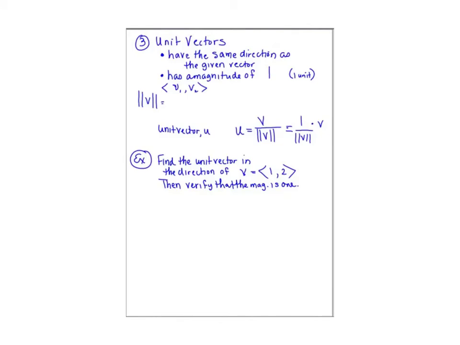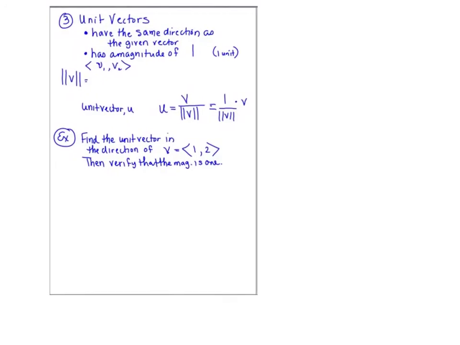Okay, a unit vector is going to have the same direction as a given vector. However, it's going to have a magnitude of 1, or 1 unit. A unit vector is found by taking the vector and dividing it by its magnitude. So the first thing you have to do when you're looking for a unit vector is actually find its magnitude.